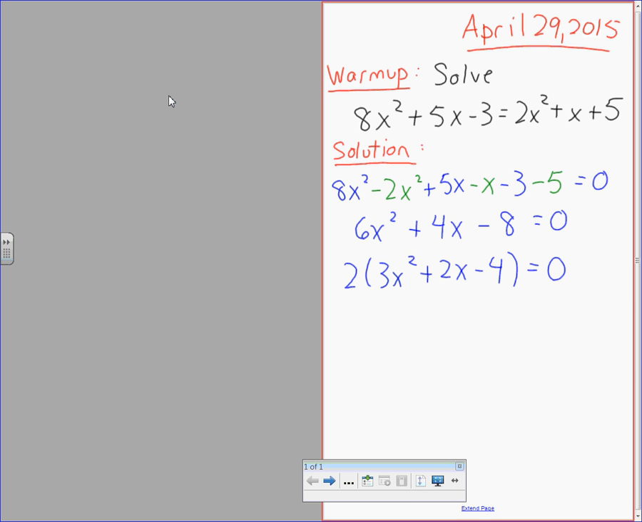I don't think we can solve this by factoring, so we're going to use the quad formula for this. All right, Maya, can you recite from memory what the quadratic formula is? Awesome. Now you can either use the 6, the 4, and the negative 8, or the 3, the 2, and the negative 4, and it will give you the same answer. I'm going to use the 3, the 2, and the negative 4. Okay, so we're going to have A equals 3, B equals 2, and C equals negative 4.